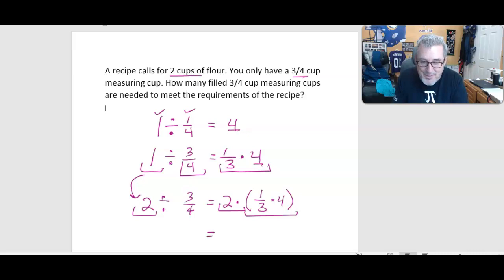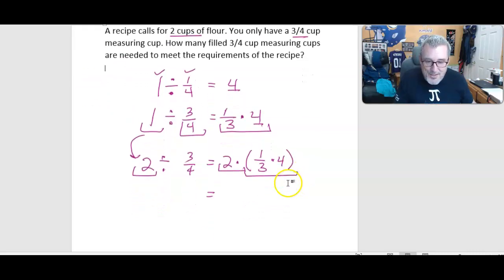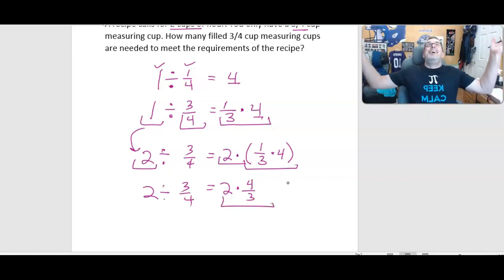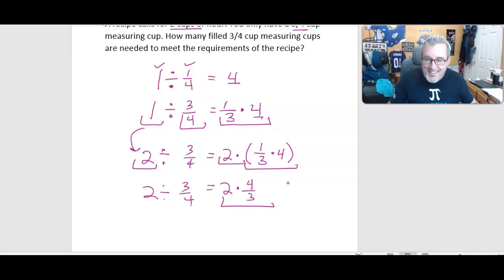And so it all boils down to this. If you had to just write this in an equivalent way, notice the 2, notice the times, and then 1/3 times 4 is 4/3. Did you notice how 2 divided by 3/4 turns into 2 times 4/3? There it is. That's the algorithm that we saw in that previous video. Keep the first number, change divide to multiply, and take the reciprocal.